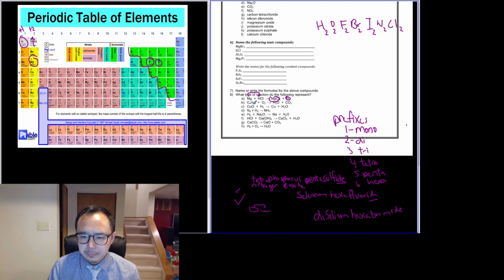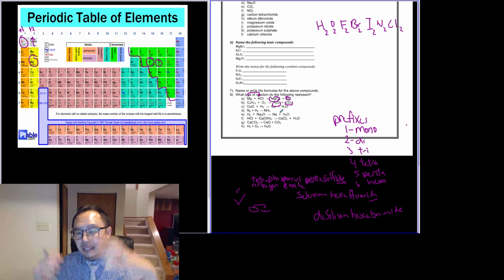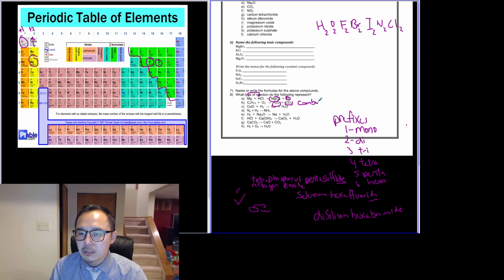For B, your products are water and carbon dioxide. Anytime you get water and CO2, that's like a big kaboom kind of reaction. This is your combustion. So for letter B, this is your combustion reaction, because anytime you're burning anything, you're giving off CO2 and also water as well.